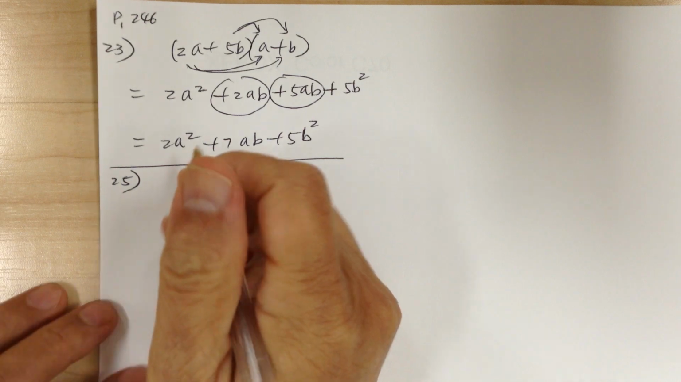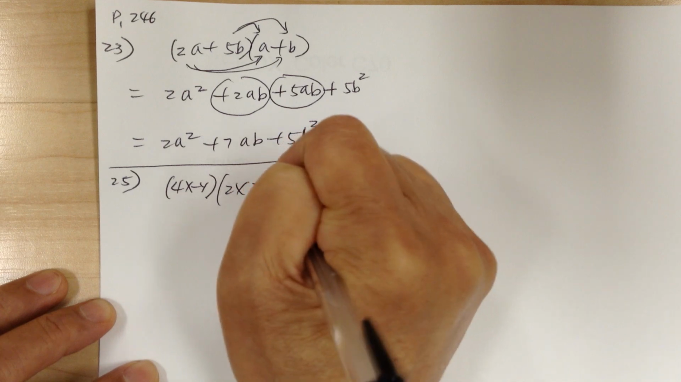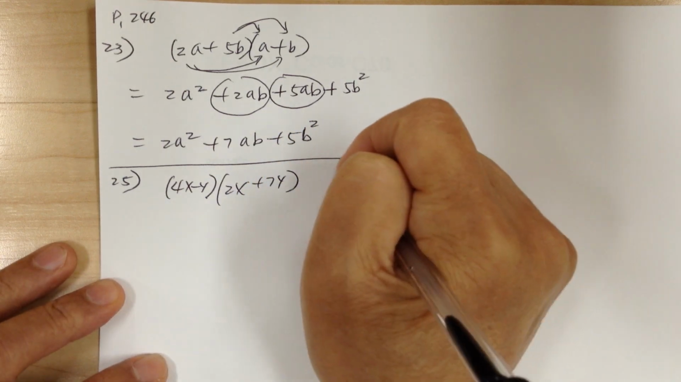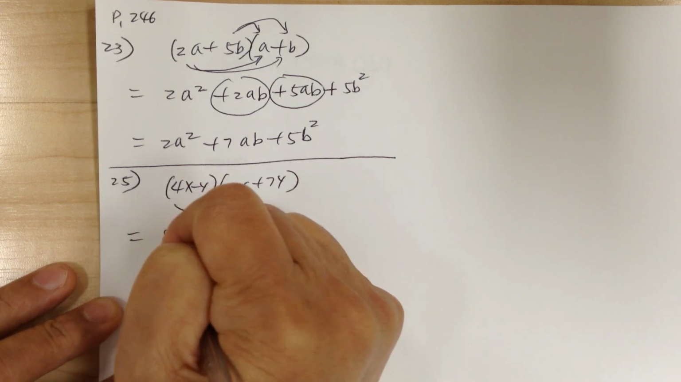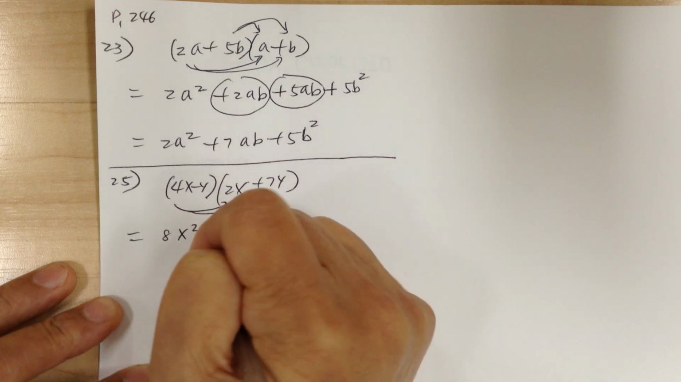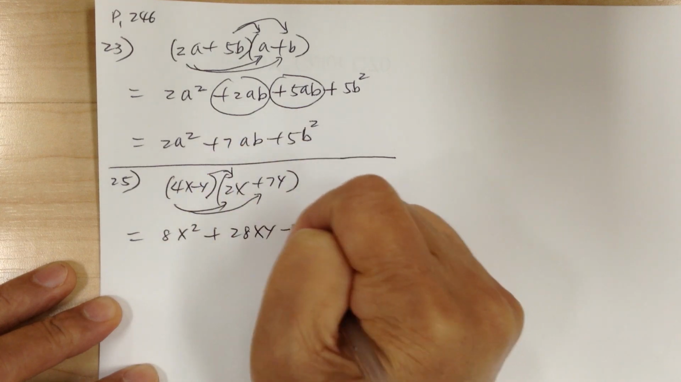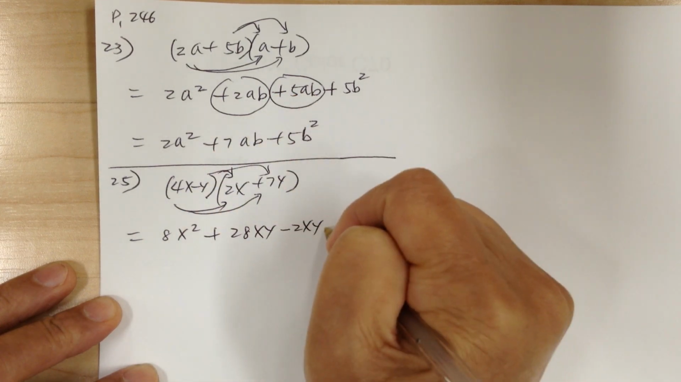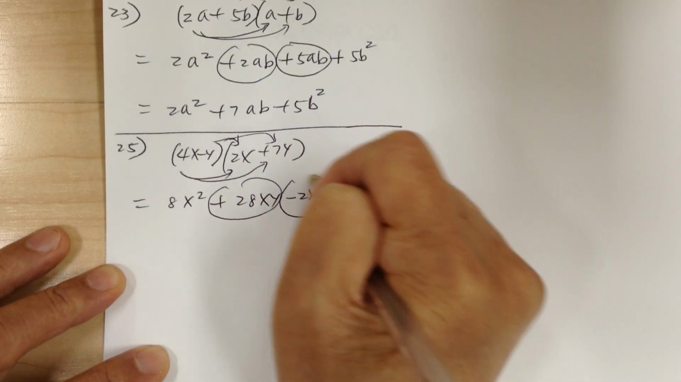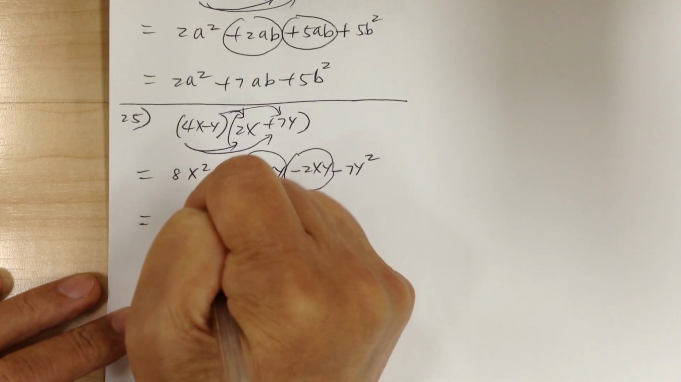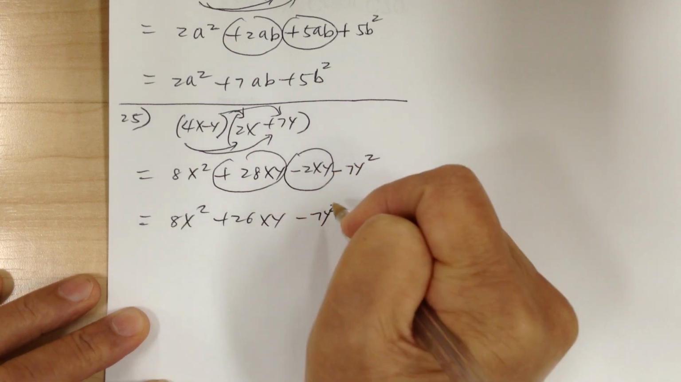Okay, 25. You have 4x minus y times 2x plus 7y. Okay, so this is not a special product, so you just have to use the FOIL method. Okay, so the first terms would be 8x squared. The outside term would be plus 28xy. And the inside term would be minus 2xy. And the last term would be minus 7y squared. And you combine the like terms, the O and I. So you're going to get 8x squared plus 26xy minus 7y squared.